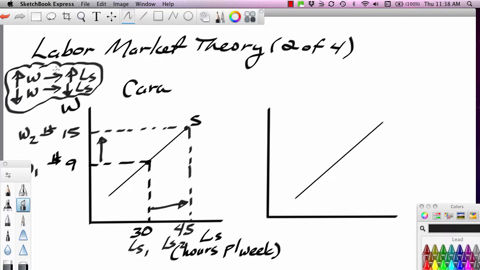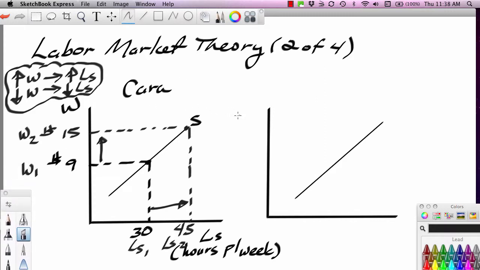To get Kara to devote another 15 hours of her leisure, which she devotes to school and to things like eating and sleeping and hanging out with her friends, to get her to give up 15 more hours of leisure, in other words, to get her to work 15 more hours, she's got to be bribed. And the bribe is a wage rate.